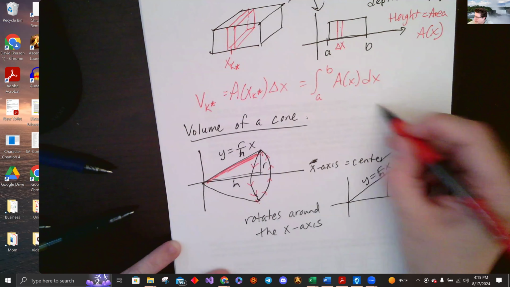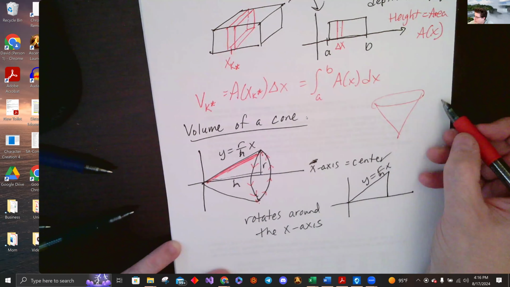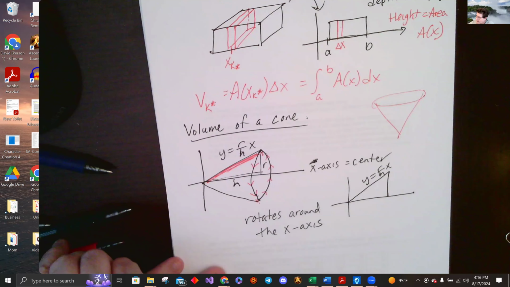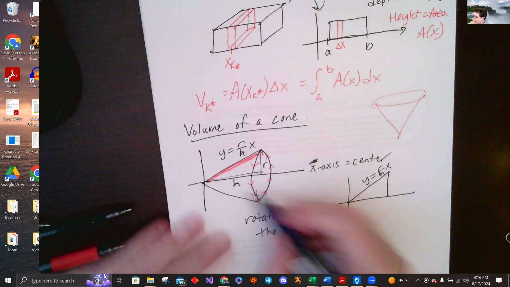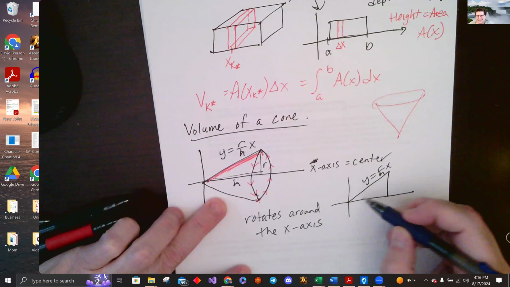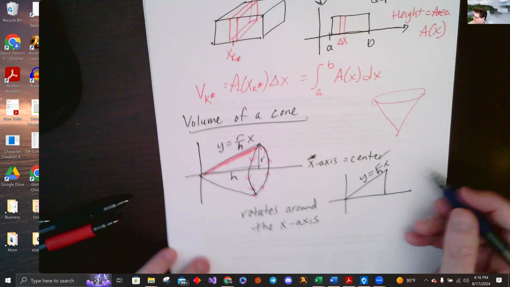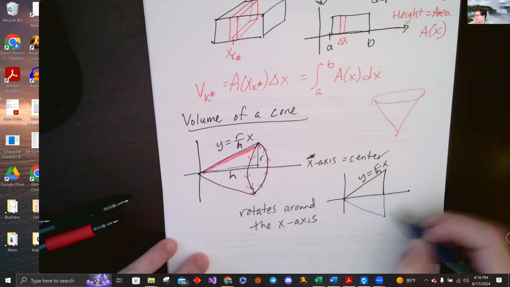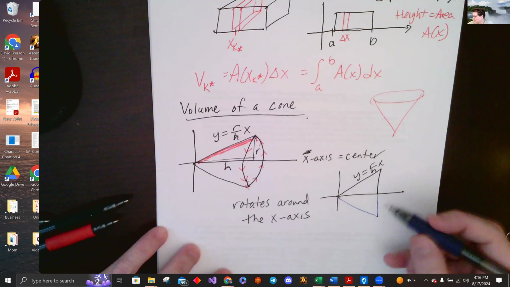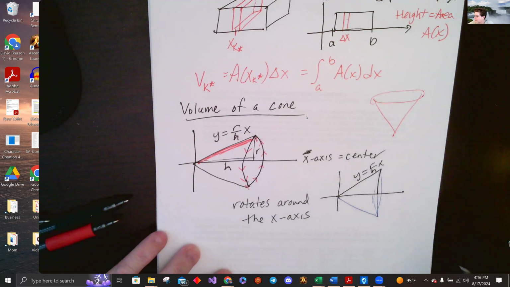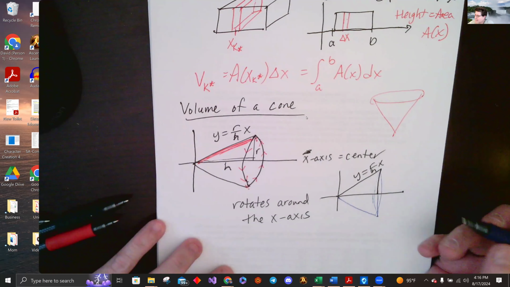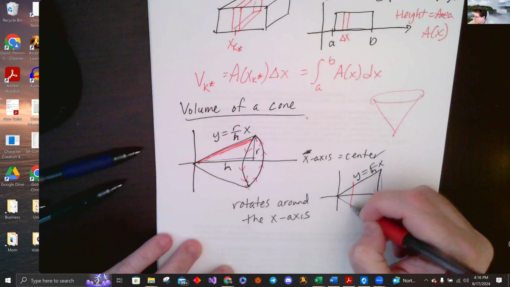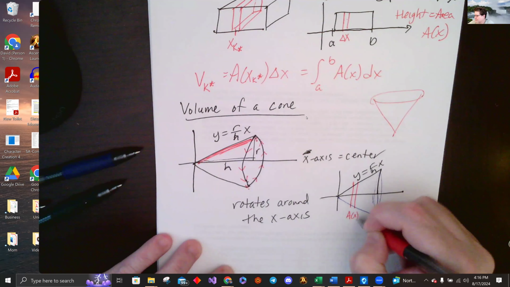A vertical view is like this, but we've got this. Remember, this is the cone we're doing, but looking at it all in 3D like that, it's a little hard to see, so we're going to look at it over here. That's what we're doing. If I make a wedge here, we're doing A(x) dx, remember?